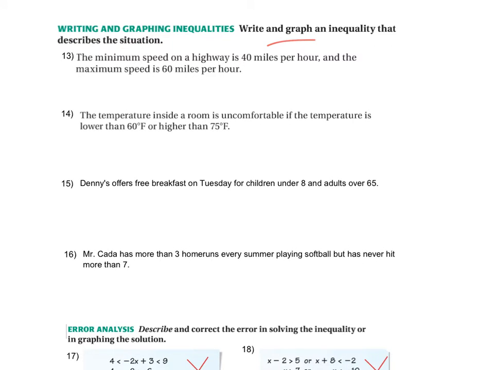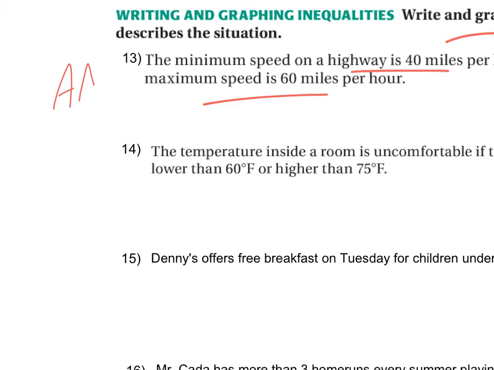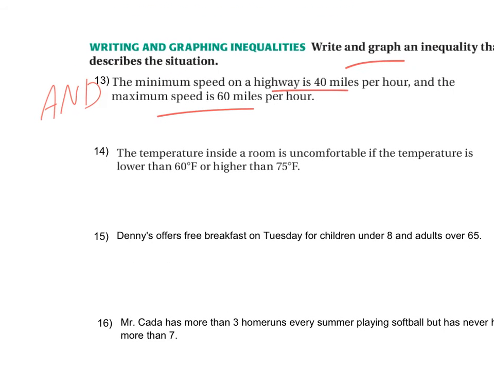The minimum speed on the highway is 40 miles per hour, and the maximum speed is 60 miles per hour. So I think what it's trying to describe here is the speeds that we could possibly drive our car, or our truck, or whatever we're driving down the highway. You want to go a minimum of 40 miles per hour, but the max is 60. So I've got to kind of stay in between those, right? Which case talks about being in between? That's the AND case, right? Our answers are usually in between the numbers we're talking about.